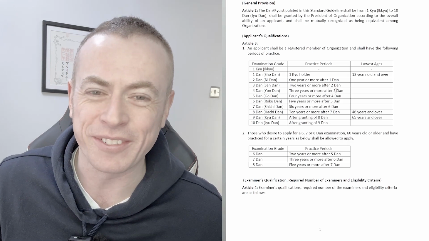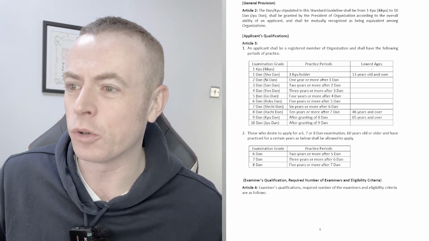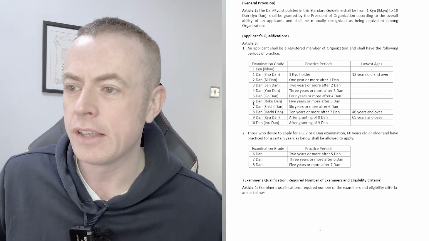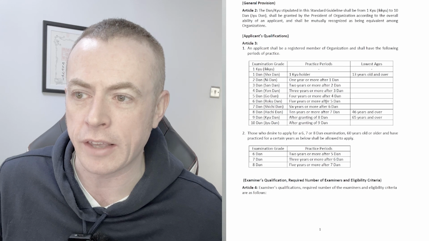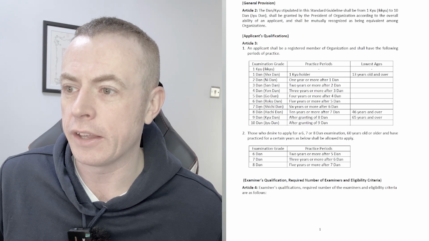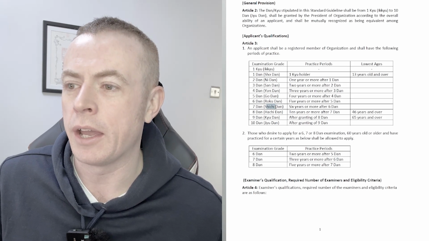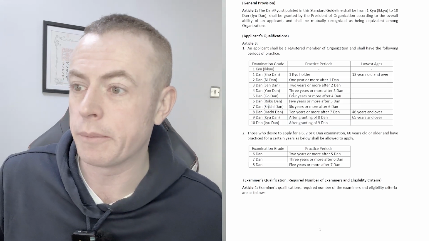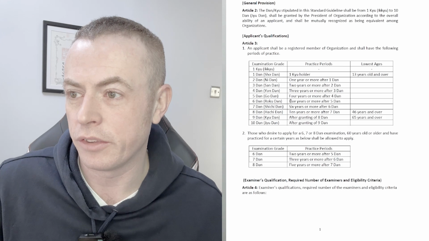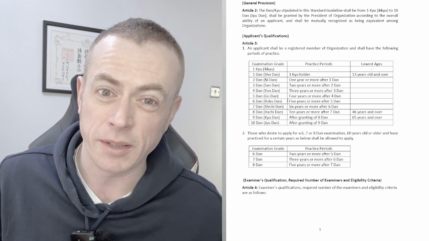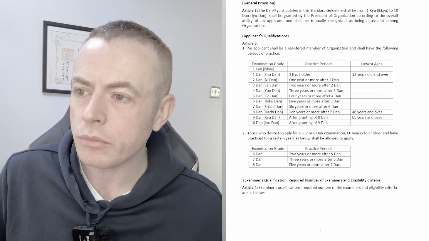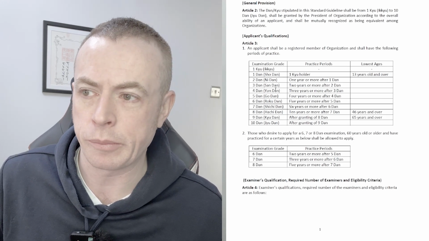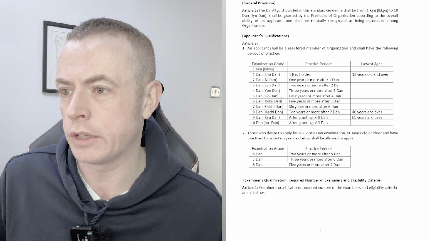Fourth dan or yondan, 3 or more years after third dan. Godan, fifth dan, should be 4 years or more after fourth dan. Sixth dan or rokudan should be 5 years after fifth dan. Seventh dan or shichidan, most people call it nanadan, but shichidan is also fair, it's the same kanji, just a different reading of it. It's a bit like yondan. Some people call it yondan in Japan, and I've heard lots of people call it yodan as well.